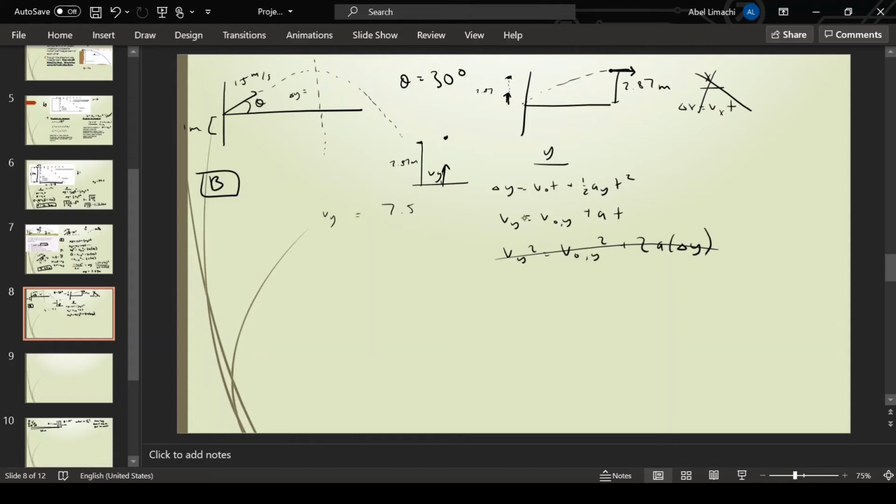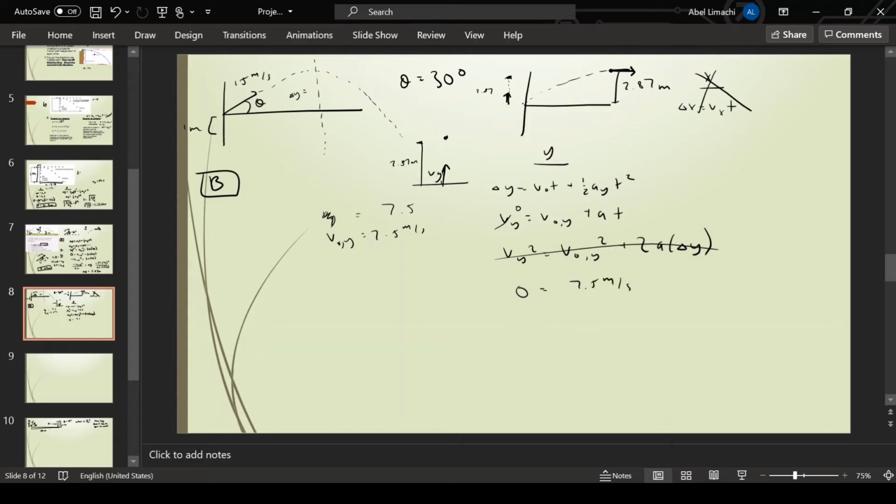So we know that the final velocity is going to be 0. There's no velocity at the top of the path. We get 0 right here. 0 is equal to, we got right here, v initial y, is equal to 7.5 meters per second.